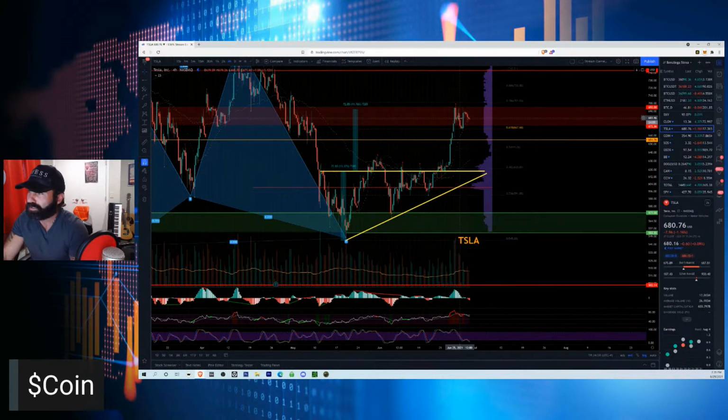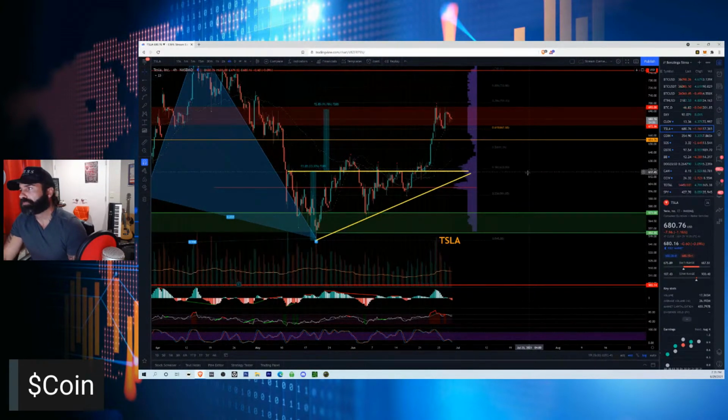This is where traders are taking profit. But we've kind of held this zone since I think we initially hit it. What is that? Friday the 24th.